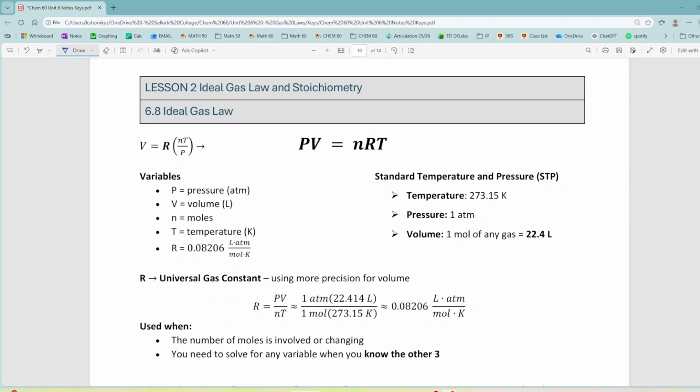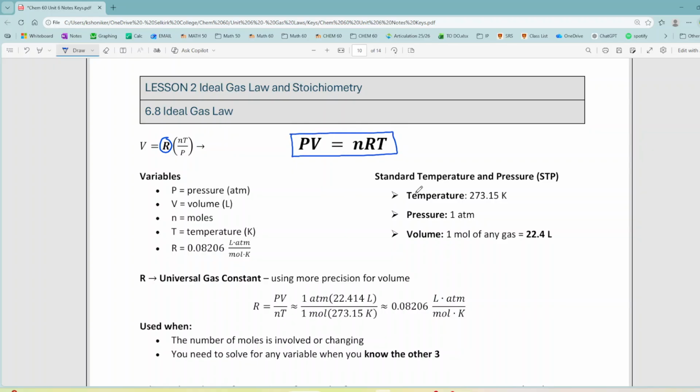All right. So now, what if conditions aren't changing? What if we don't have a P1 V1 and a P2 V2? What if we just want to find temperature or volume or pressure? And what we're going to do is find a value for R. So we're going to take this equation, V is equal to R times nT over P, which we had on the previous page, and we're going to rewrite it as PV equals nRT.